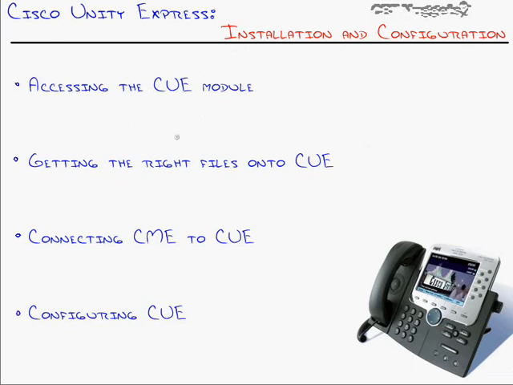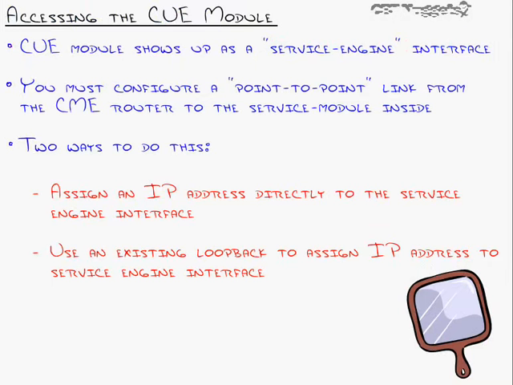We'll then get the right files copied onto the CUE engine, and that's the Unity appliance files and licensing files. We'll then connect CME to CUE, and this is where I say it's not really that logical, but it's something that has to be done to get the CME to route calls over to CUE. And then finally, we'll walk through the CUE initialization wizard and get it running so it has voice mailboxes for our users.